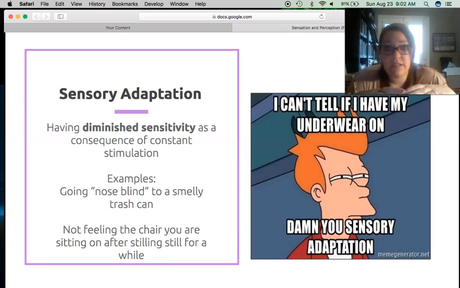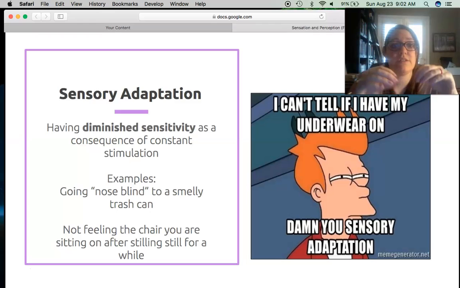Sensory adaptation. This is having a diminished sensitivity as a consequence of constant stimulation. So maybe you're experiencing that right now and you're tuning me out. That's cool. But examples of this: going nose blind to a smelly trash can. If you let trash pile up and you're like, oh my God, that really smells bad, but I'm going to keep ignoring that because I don't want to take it out. And all of a sudden, you notice that you don't notice how bad your trash smells anymore. You've gone nose blind.